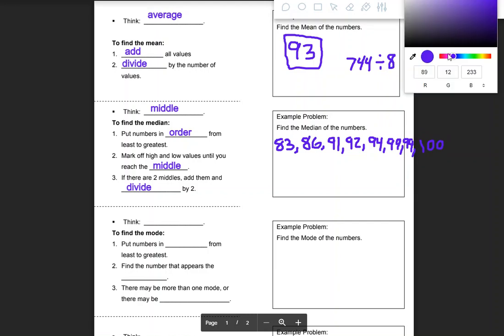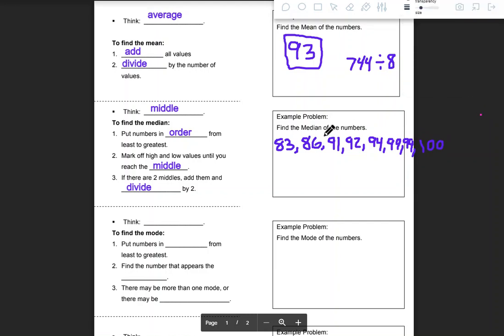Cool. What you're going to do now is cross them off until we get to the middle. I'm going to cross one low one, and then one high one. Then one low one, and one high one. And then one low one, and one high one. If I cross one low one and one high one, then I'm not going to have anything in the middle. So I have two numbers here that are in the middle. I've got to find the average of those two.